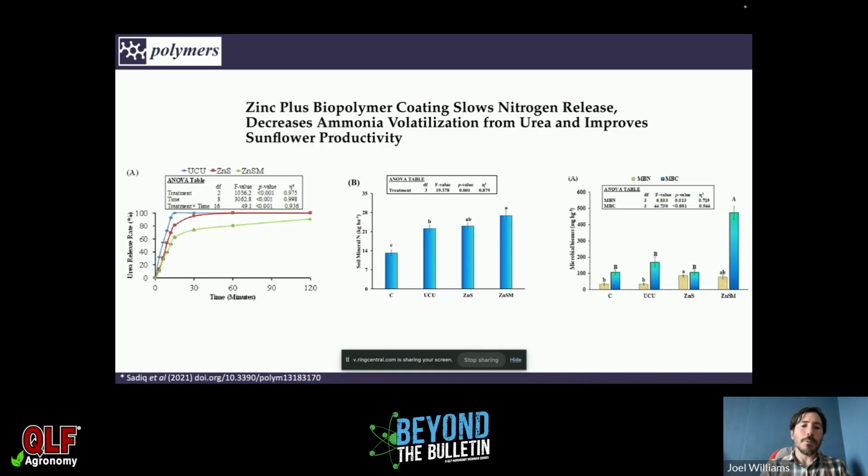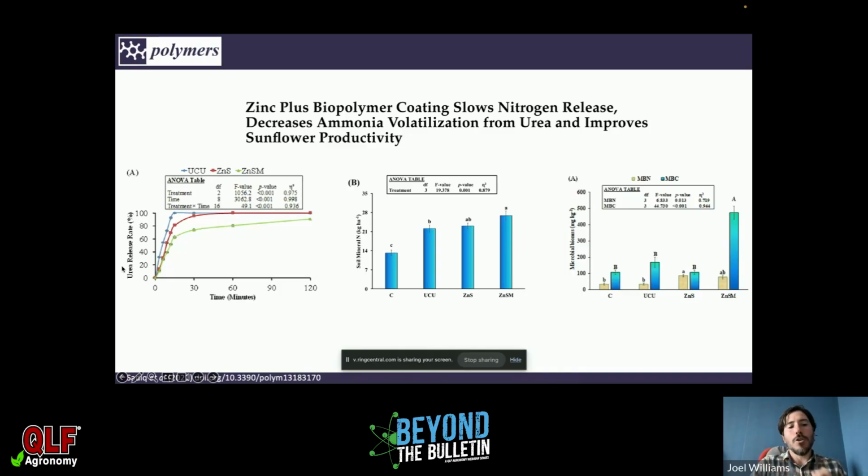Here we have a nice example of adding a carbon source to a urea granule in a granular context. So we have two different treatments here. We have straight urea, and then we have adding a zinc sulfate coating to that urea. And then we have a third treatment where, with that zinc sulfate, we also add molasses.